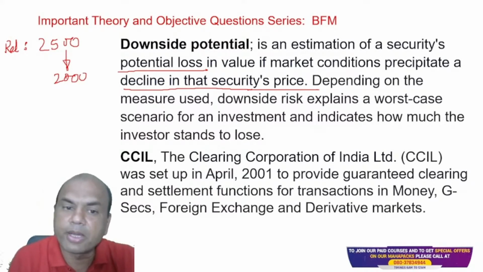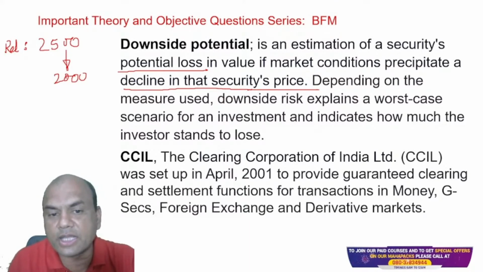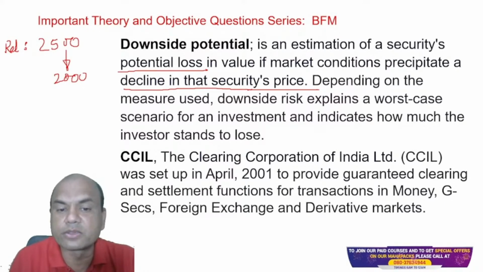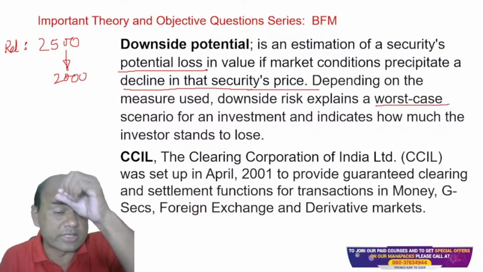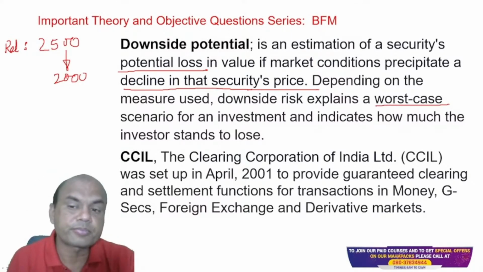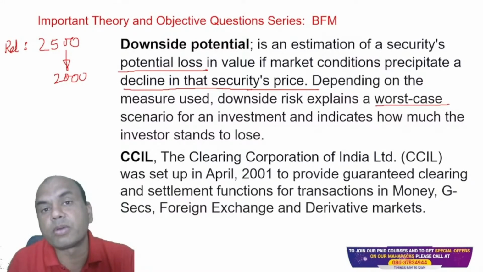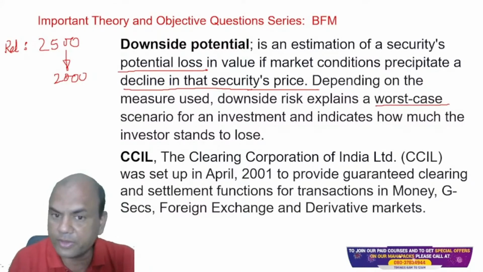Depending on the measures used, downside risk explains a worst case scenario for an investment and indicates how much the investor stands to lose. Worst case scenario means what is the lowest level this stock can go down to, or the lowest level at which this bond can go down. The worst case scenario is always taken into account by any company whenever you're making a conservative investment.